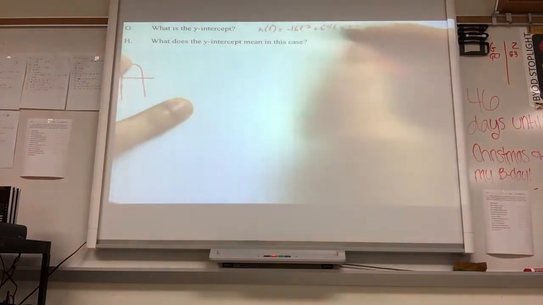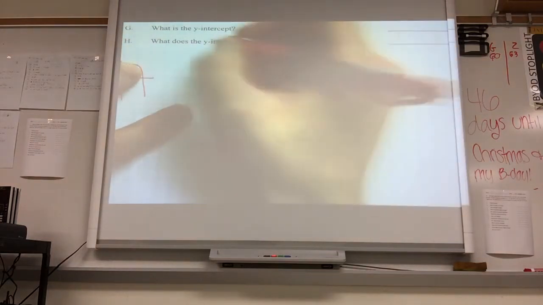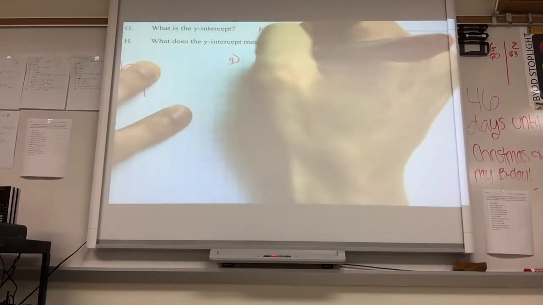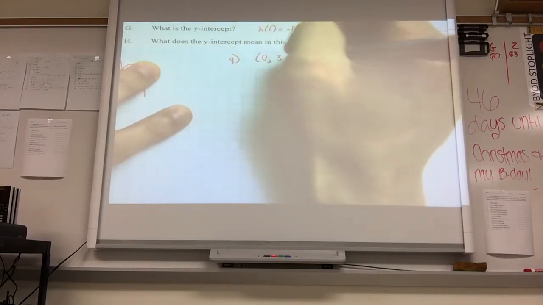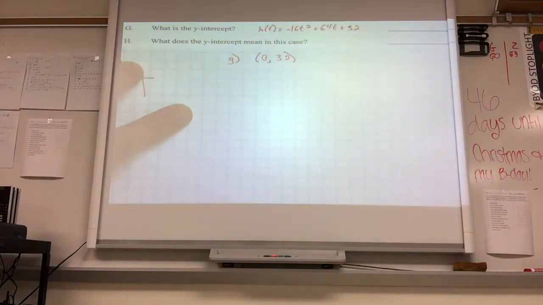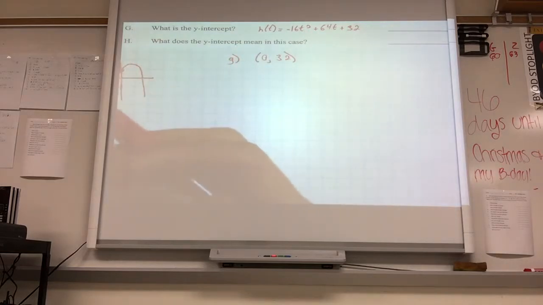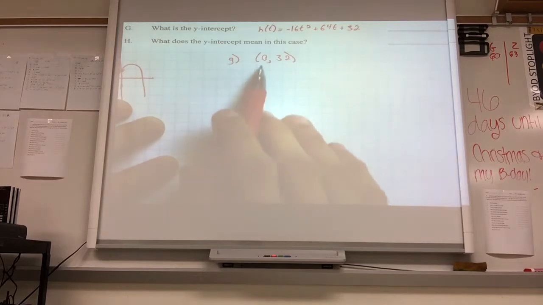32. So the way you would want to write that is, for g, when x is 0, or when t is 0, y is 32. And then what does the y-intercept mean in this case? It's actually representing something. So what does that t and that h represent? How high it started. Yeah, how high it started.